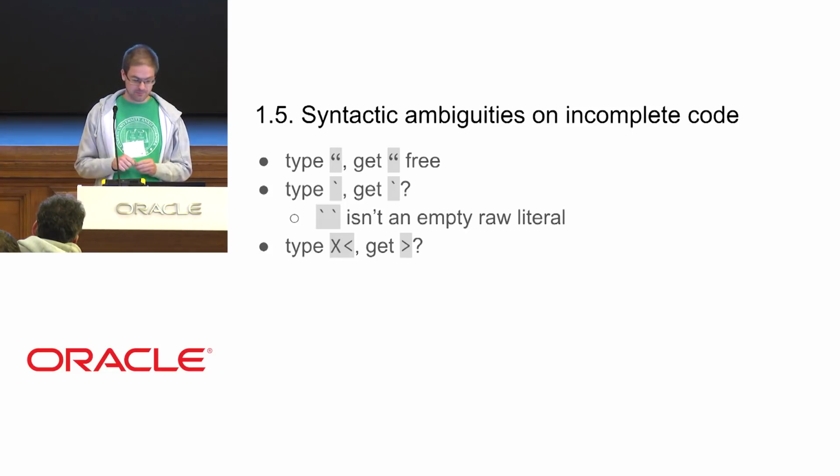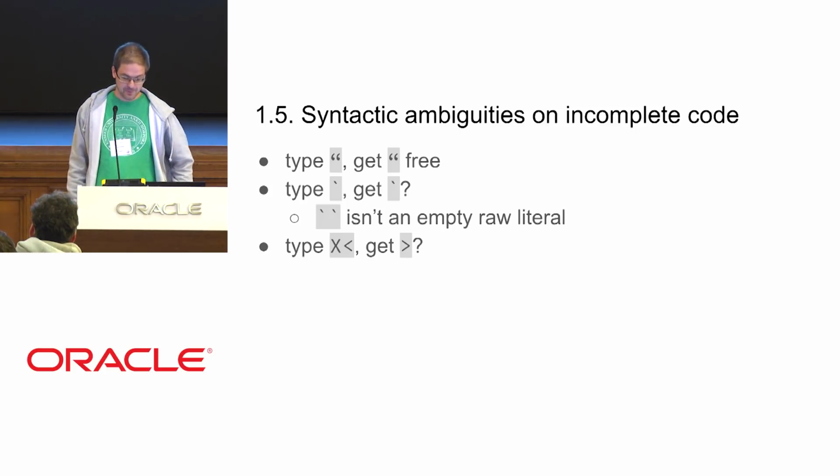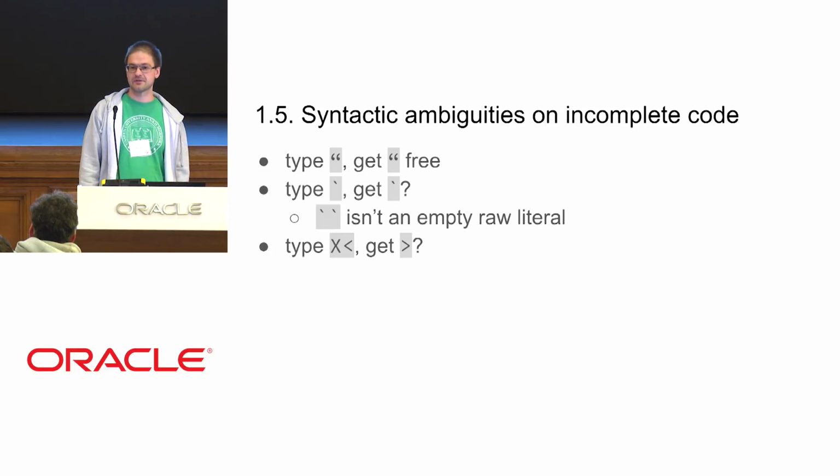Another ambiguous construction. You type X and then this little sign, less. You might want to type just a binary expression, X is less than something. Or it might be a generic type declaration. And in this latter case, the IDE should insert the closing angle bracket for you. But how to know what you're typing?